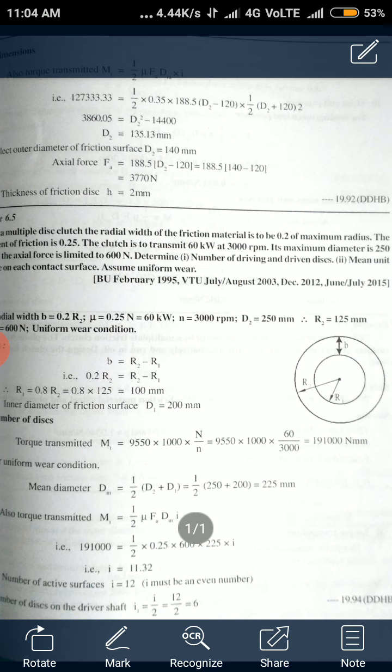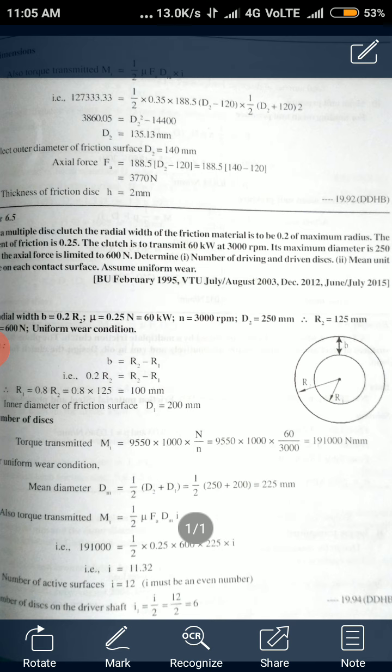So what he said, always you should select an even number of plates. So that's why the number of active surfaces I equal to 12. You can see in bracket I must be an even number. If you got 13 point something, you go for 14. If you got 9 point something, you should go for 10. So it should always be an even number.